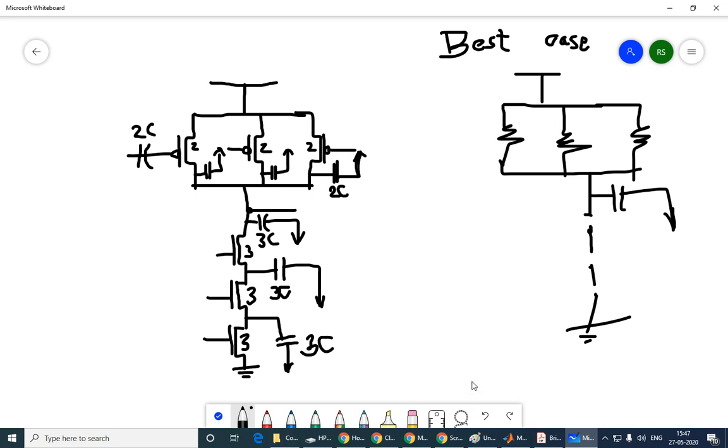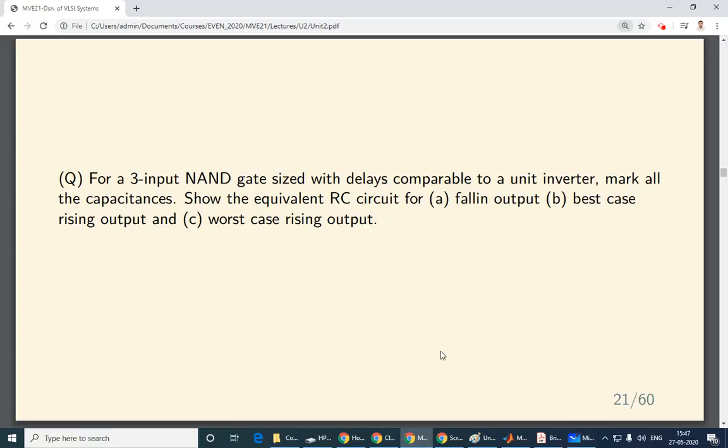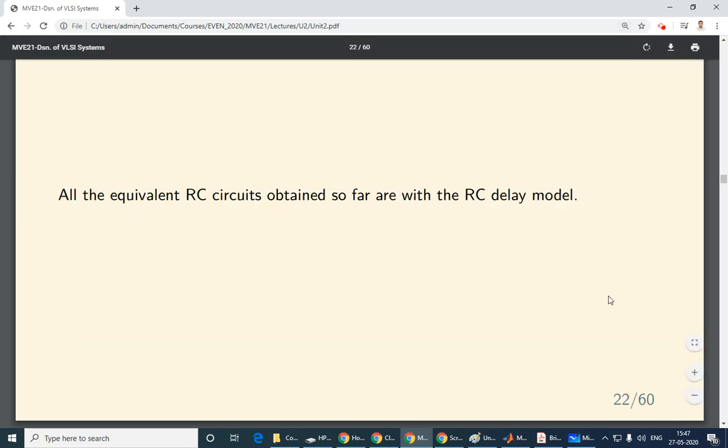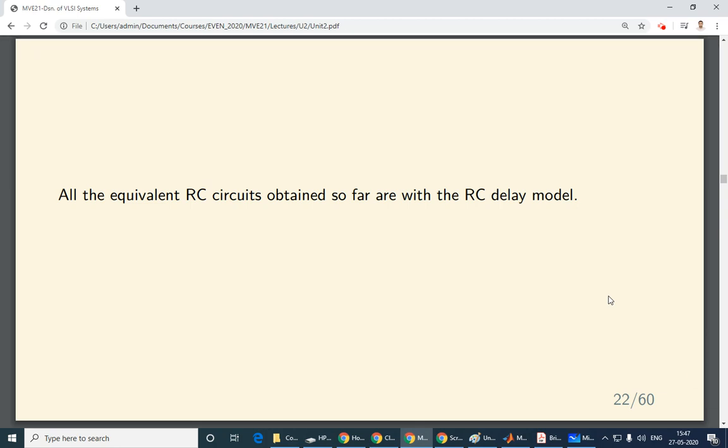And these are the configurations that they've asked in the question: best case and worst case for the output, following only one case when all are conducting. Now whatever we have been calculating using the previous few diagrams, few cases, this is the RC delay model. It's one way to calculate the delay. And it's the simplest by far, and it's about say 70% accurate to the actual number.